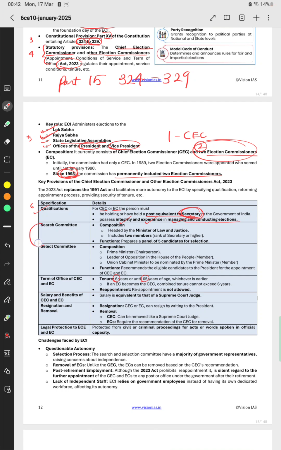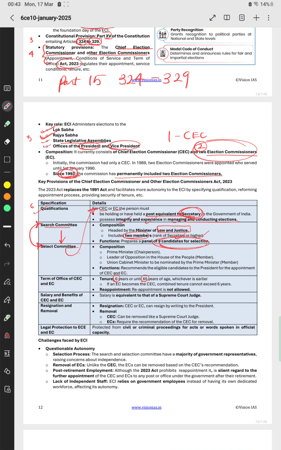There are two committees, a search committee and a selection committee. The search committee finds the people and gives it to the selection committee, which appoints the CEC and EC. The search committee is headed by the Ministry of Law and Justice, with two members of the rank of secretary or higher. The search committee prepares 5 candidates for the selection.